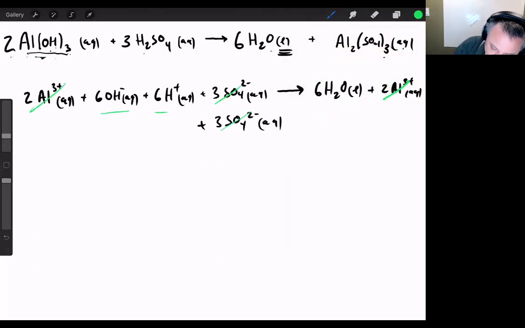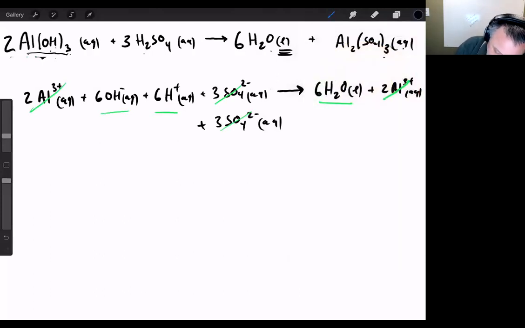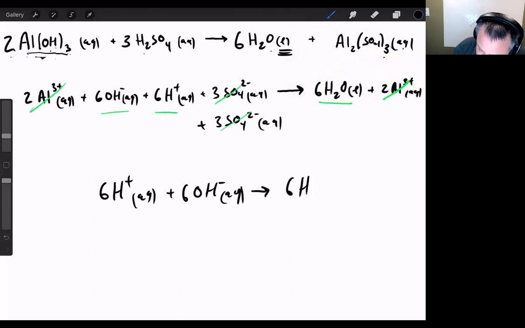and I'm going to write down what's left. So I get, for the acid base, the net ionic equation, 6H plus aqueous plus 6OH minus aqueous produce 6H2O liquid. And so that's what you're going to be doing. That's how you do it.